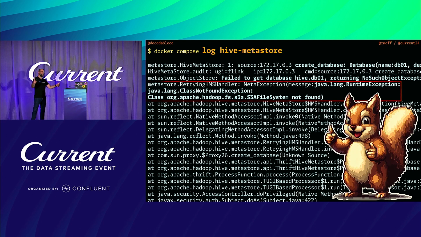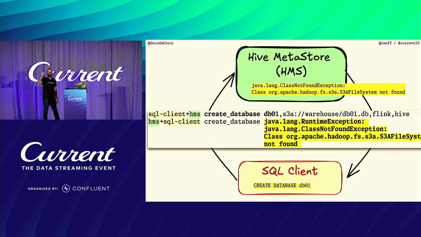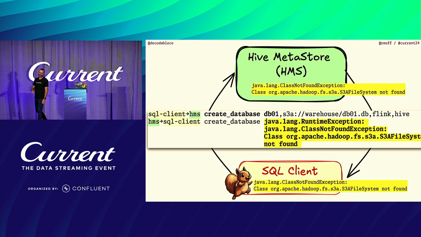And that gets a double thumbs up because that's the error that we were seeing in the SQL client. And we know what to do with that. And we can prove this out. So the Hive Metastore is saying it can't find the particular class, and we see that on the thrift traffic. It actually reports back to the SQL client, I can't find this thing, and then the SQL client says, well, I can't find this thing.